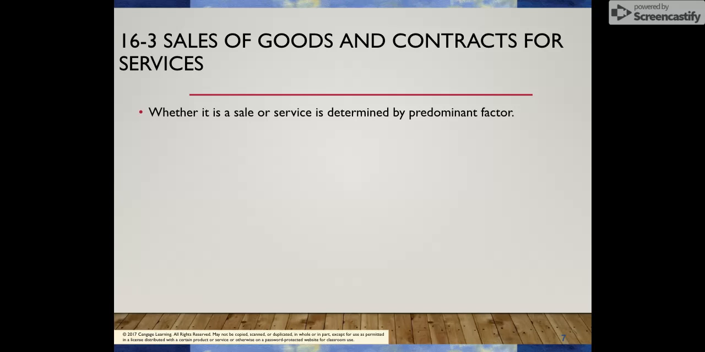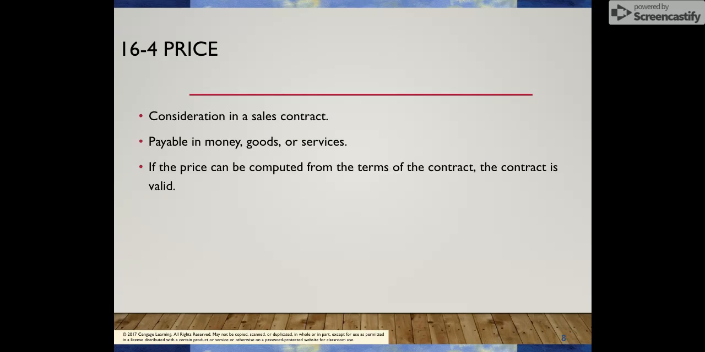When it comes to the sales of goods and contracts for services, whether it is a sale or a service is determined by the predominant factor. You can also look at price. Price is a consideration within a sales contract, which is usually payable in money, goods, or services. If the price can be computed from the terms of the contract, then the contract is valid. So you need to have in writing exactly what the price should be, so you can go through with that contract.